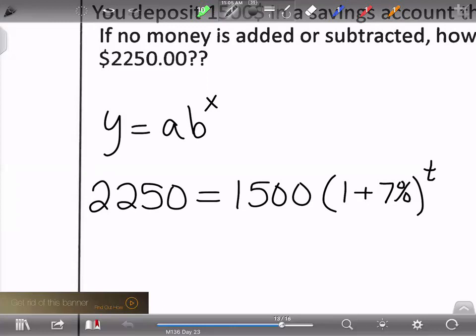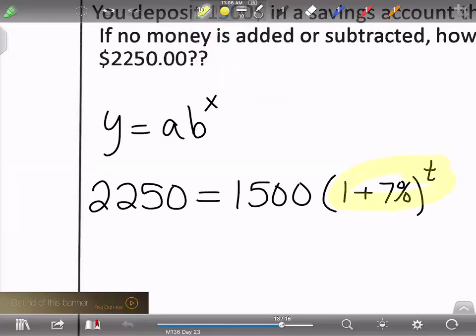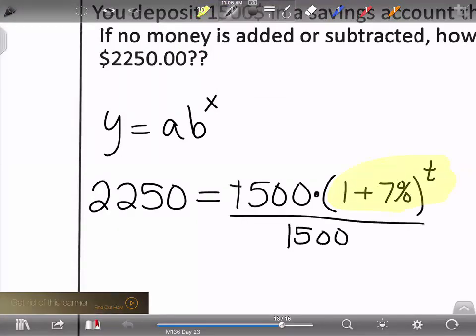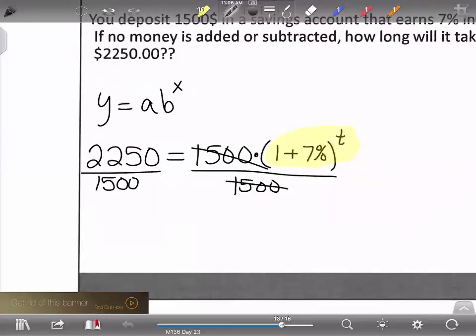Without logarithms, we wouldn't be able to solve this very accurately. So we want to simplify this and get this term right here by itself. So I need to get rid of that 1,500. 1,500 is currently being multiplied by my parentheses, so I'm going to divide both sides by 1,500. There is a question exactly like this on your next test, by the way.